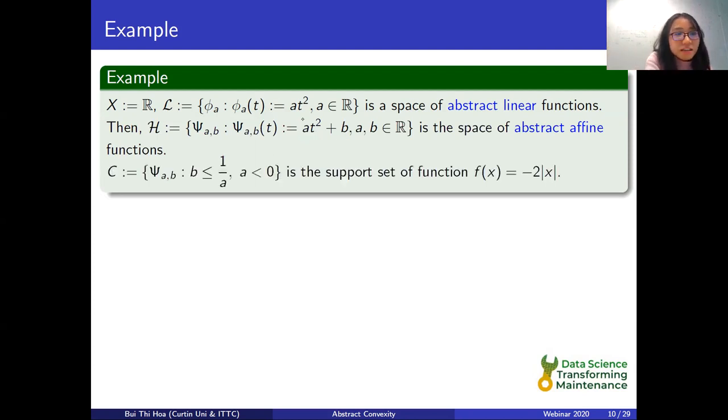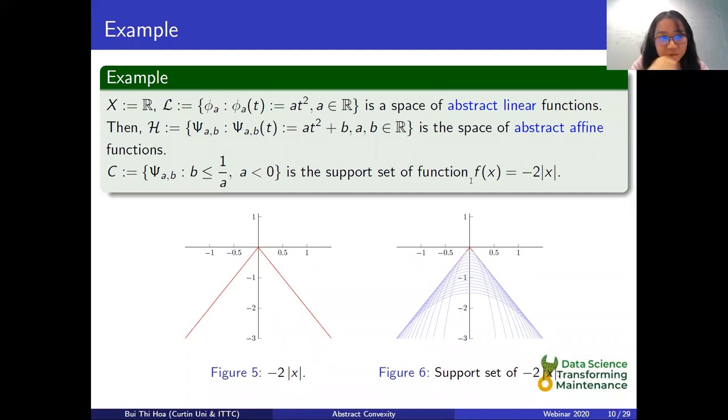Let's take this set in the abstract affine function space. Then we have this phi_{a,b}, whose parameters are a and b. This is actually equal to a t squared plus b, for b less than or equal to 1 on a. Then this set is actually the support set of the function f(x) equals minus 2 absolute value of x. So this tells us that this set C is an H-convex set.